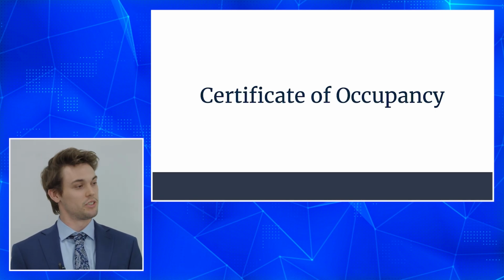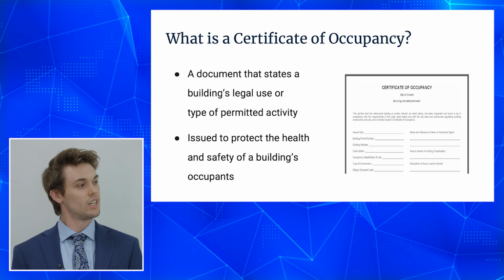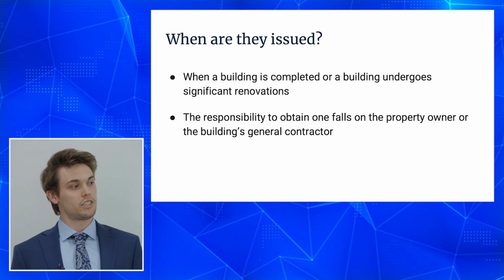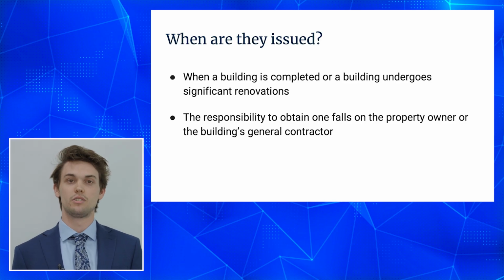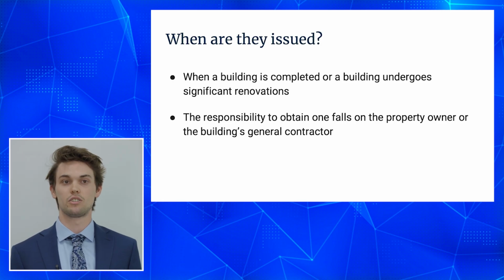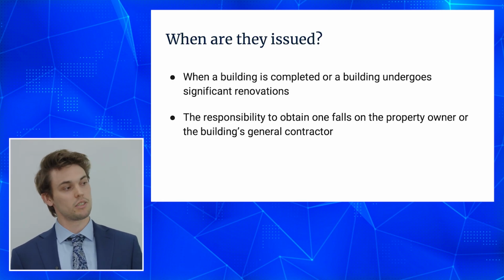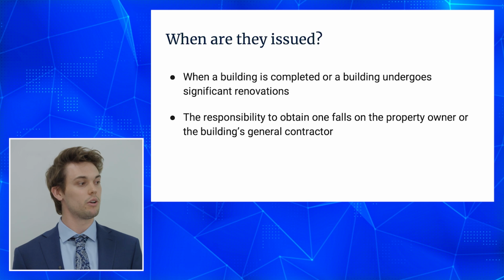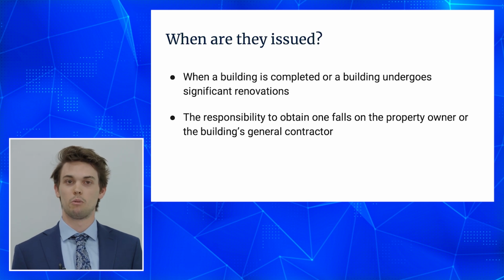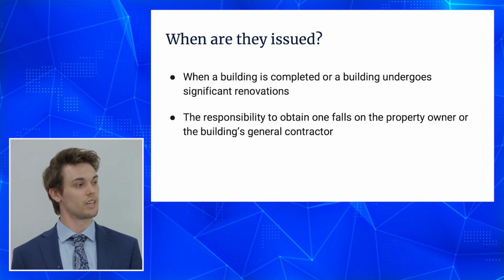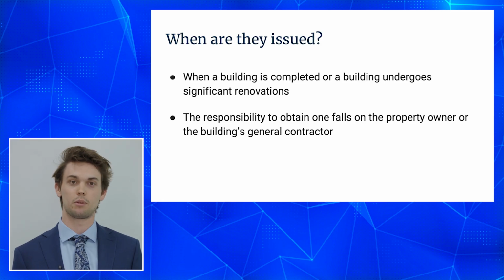Now we'll be moving on to a certificate of occupancy. A certificate of occupancy is a document that states a building's legal use or type of permitted activity. They are typically issued to protect the health and safety of a building's occupants. They are issued when a building is completed or it undergoes significant renovations that alter its use, the safety, the exits, or its functionality. The responsibility to obtain these falls on the property owner or the building's general contractor. What this means is that any building that you are looking at should already have a certificate of occupancy on file.